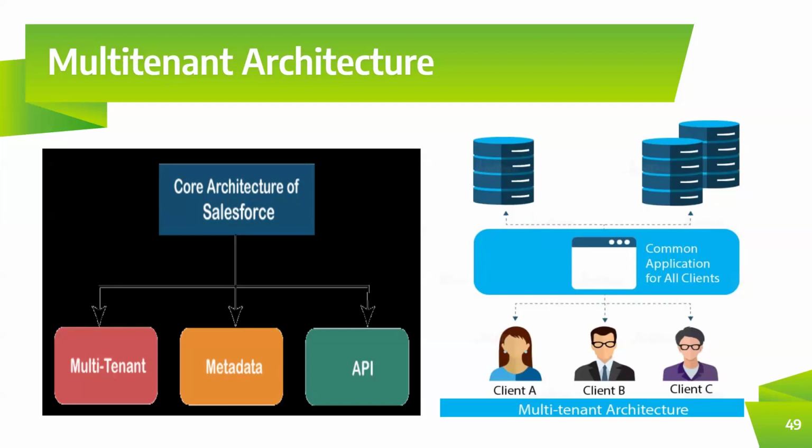Say for example, we have three different banks here, like S Bank, RBS Bank, and so on. Client A belongs to S Bank, client B belongs to RBS Bank, client C belongs to Citibank. It has different banks. But what happens? Salesforce is going to develop a single application, and that single application will be shared with multiple clients. But it is going to provide separate metadata for client A, separate metadata for client B, and separate metadata for client C.